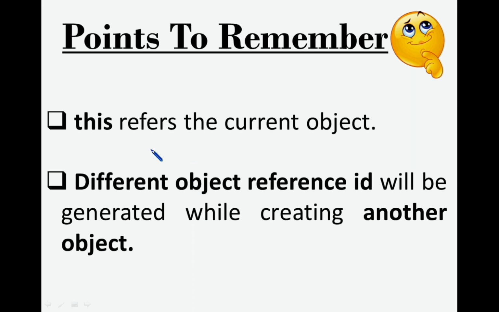Points to remember. This refers to what? The current object. Note it down. A different object reference ID will be generated. Suppose we are creating another object, definitely the ID will be different. So note it down that we can't use the same object reference ID for all the objects.